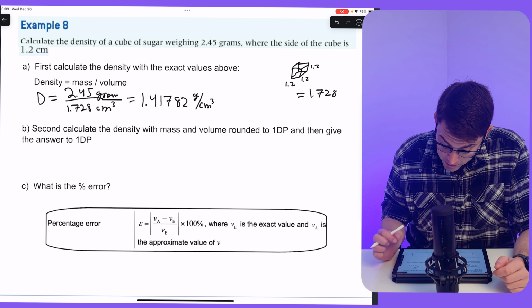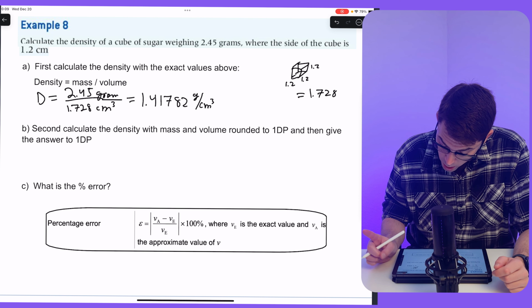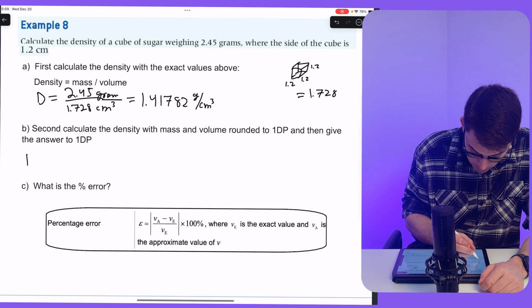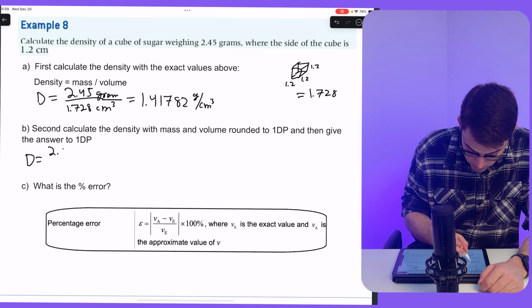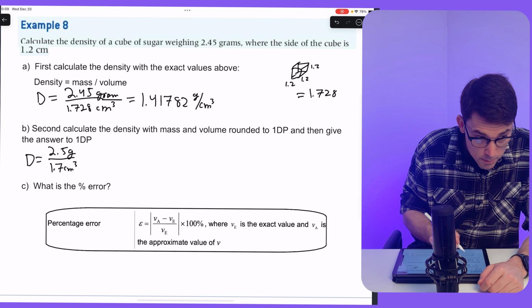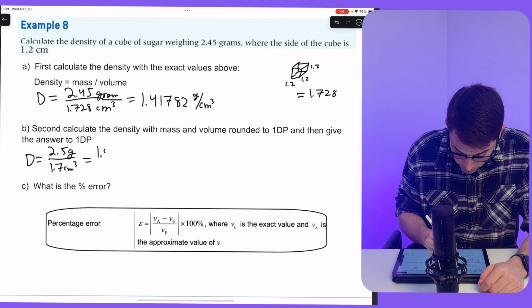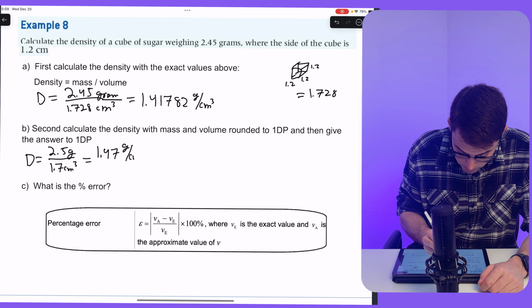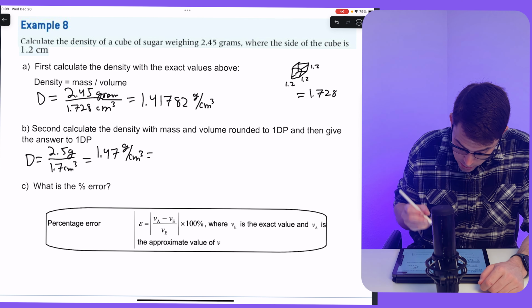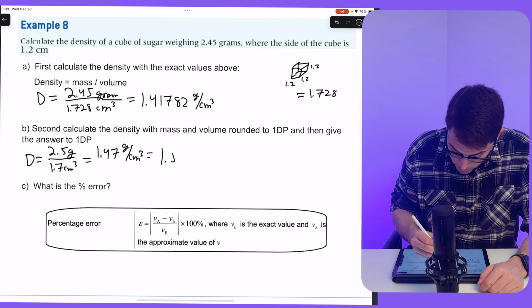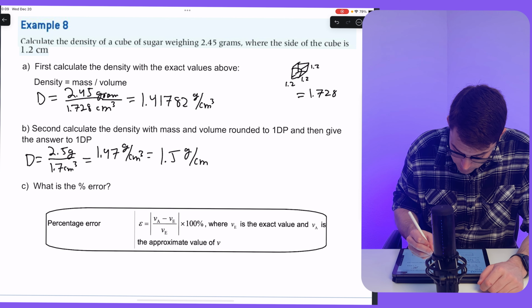So now I want to calculate density with mass and volume rounded to 1 decimal place. So I want to calculate this as 2.5 grams all over 1.7 cubic centimeters. And what that is going to give me is 1.47 grams per cubic centimeter. But again, I want my answer to be to 1 decimal place as well. So that would be 1.5 grams per cubic centimeter.